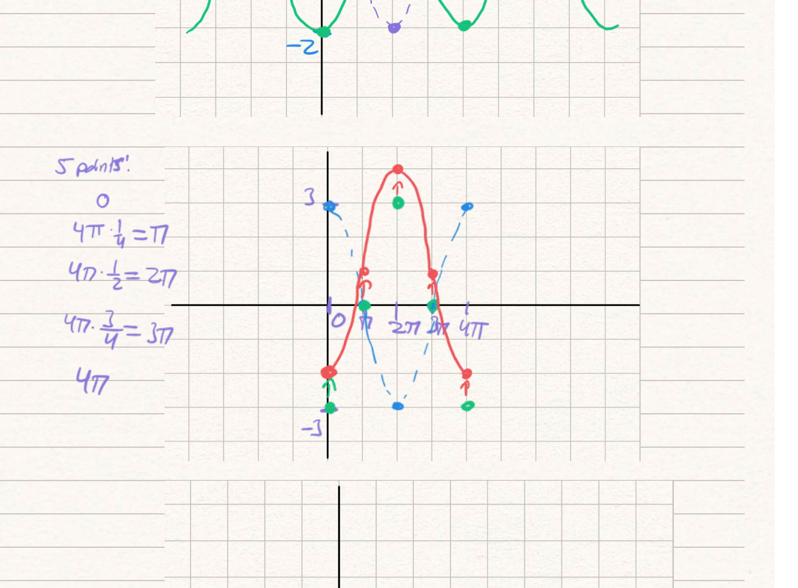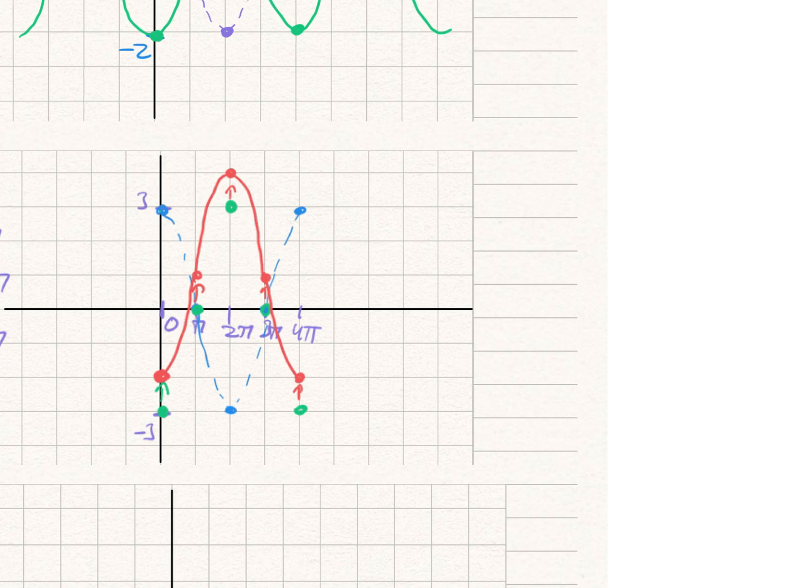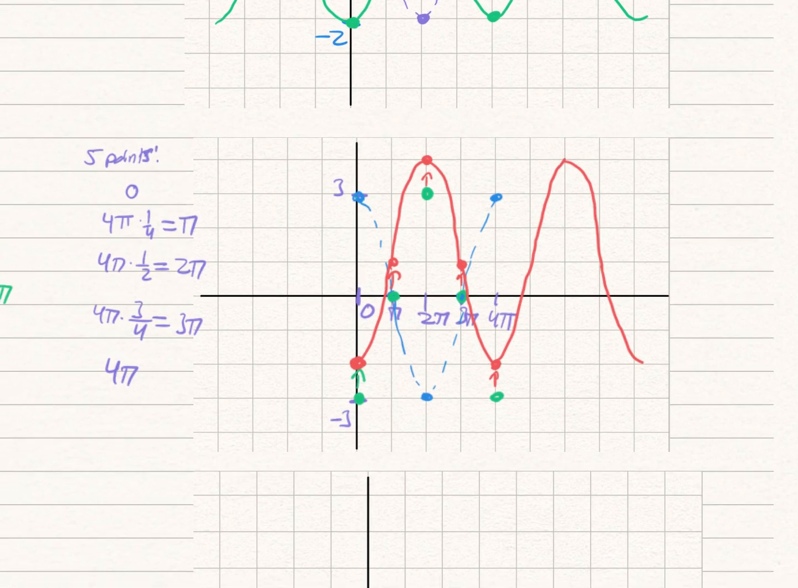All right, and then that accounts for all of our transformations, so I'm going to go ahead and continue it in both directions. Make sure to match it as closely as possible to the wave that you just drew. It's going to look something like that. And then over here, it's going to look maybe something like that. All right, so just like that.